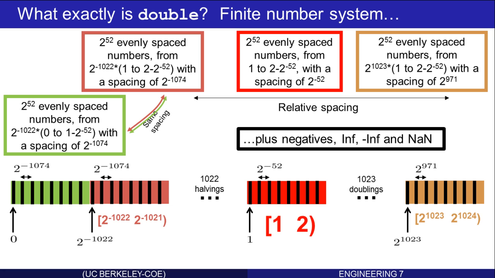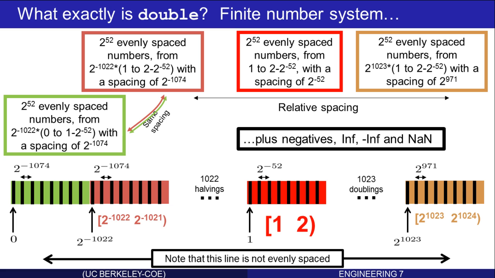Those are the numbers, then the negatives of all those numbers, and inf and negative inf, and the NaN numbers. That is what the double finite number system can represent. An important thing just to reiterate, and I've said it several times, although I've drawn these with spacings that look even across the different colored intervals, the spacing is changing and it's not evenly spaced. The spacing is roughly proportional to the size of the numbers.